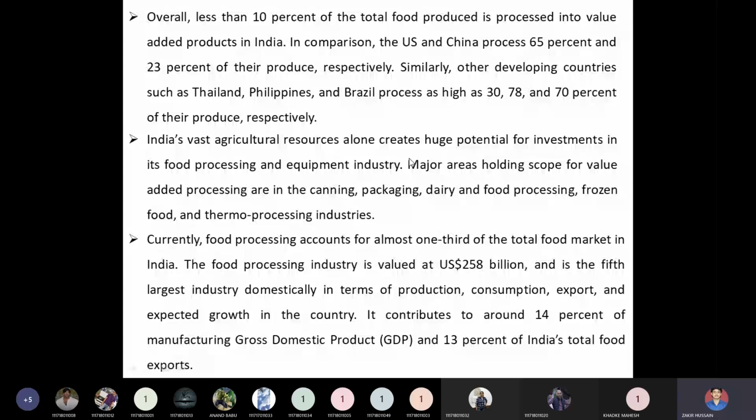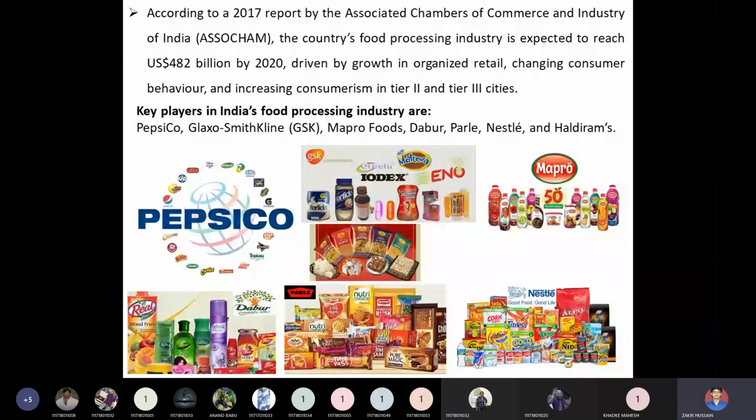Then according to the 2017 report by the ASSOCHAM, the Associated Chamber of Commerce and Industries of India, which is a not-for-profit organization, it gives an annual report on how we are increasing. What is the GDP contribution of this food processing sector? What do we have to do? What are the research suggestions? Everything will be reported by this ASSOCHAM.